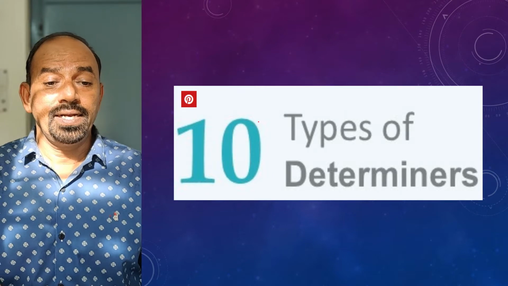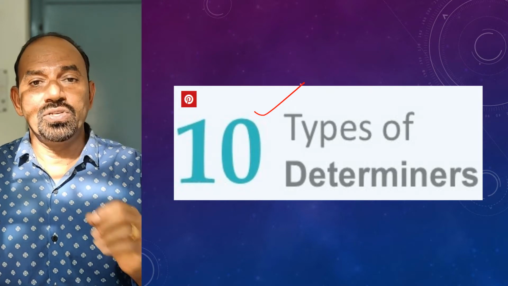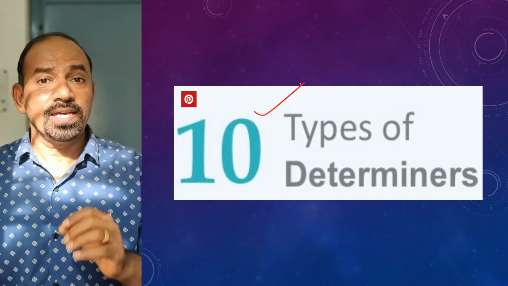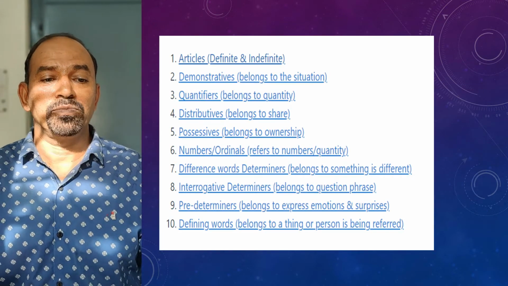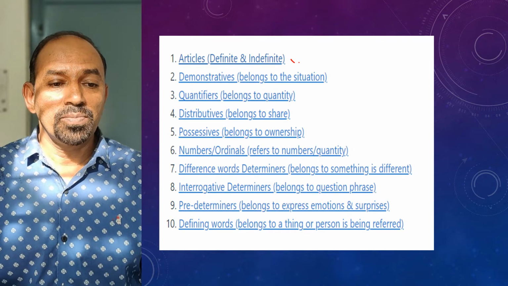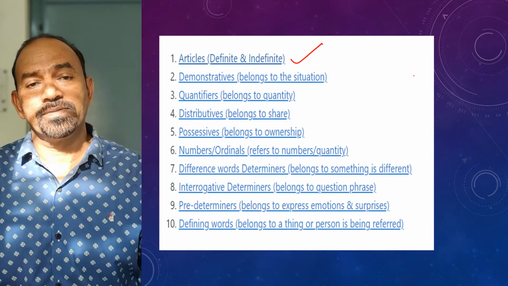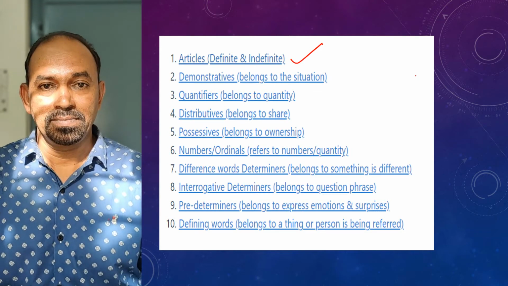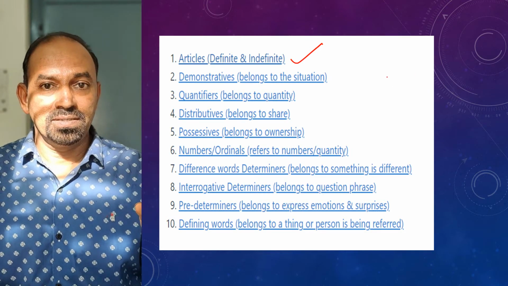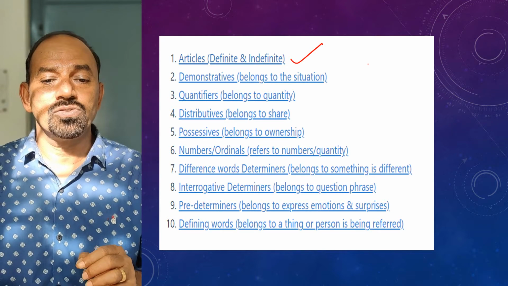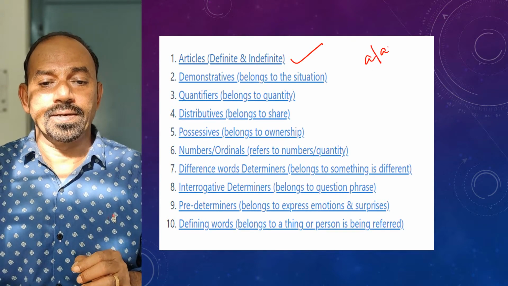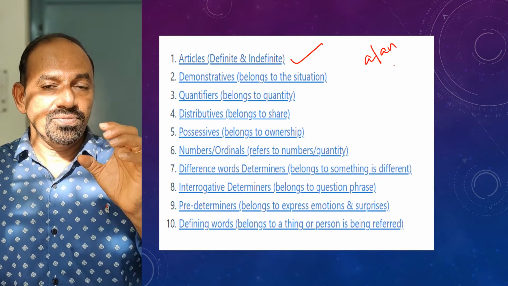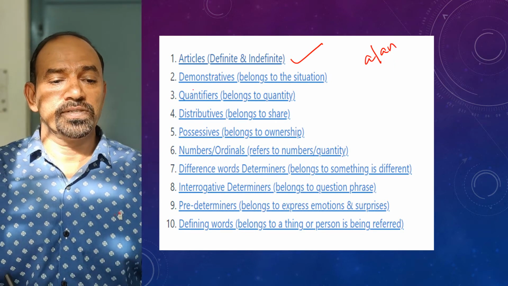There are 10 types of determiners used in the English language. Let us learn what those 10 types are. The first determiner is articles, the definite and indefinite articles. The definite article is the, and the indefinite articles are a or an. They are the first category of determiners.